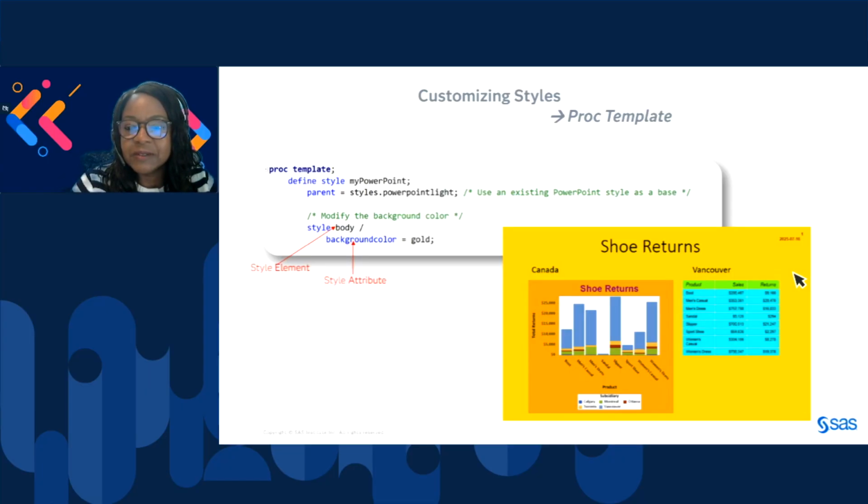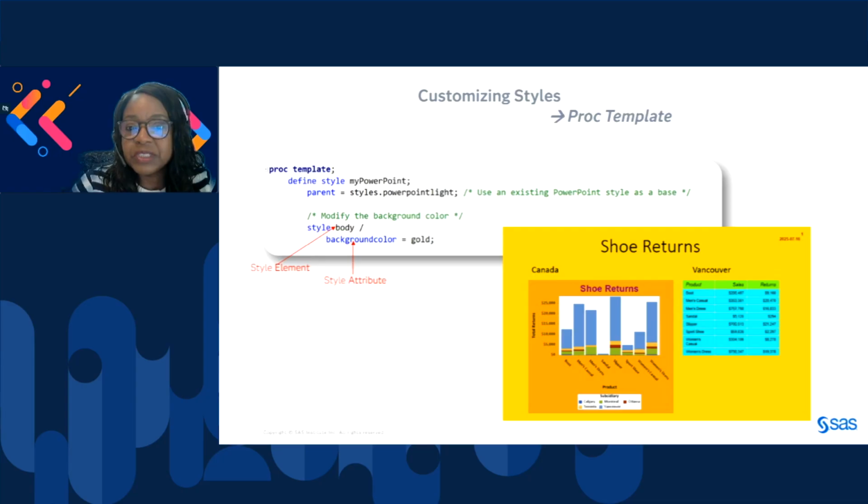Now, I deliberately made it bold with the gold background and the orange for the graph and the blue and the green to show you that you can get as custom as you want. And this is all done in SAS using PROC template. So it's saving you having to do this on the PowerPoint slide. And once you have this set up, you can apply this to any type of PowerPoint result that you generate.